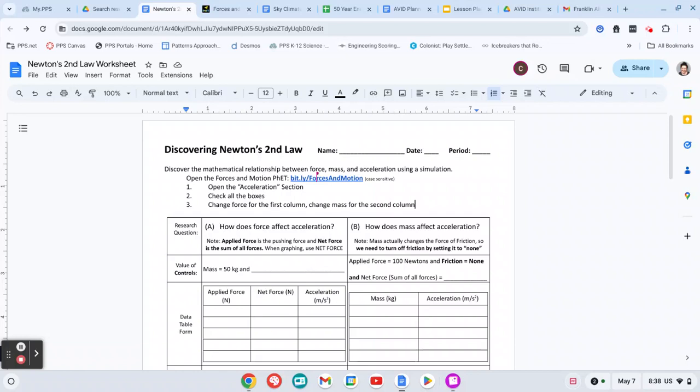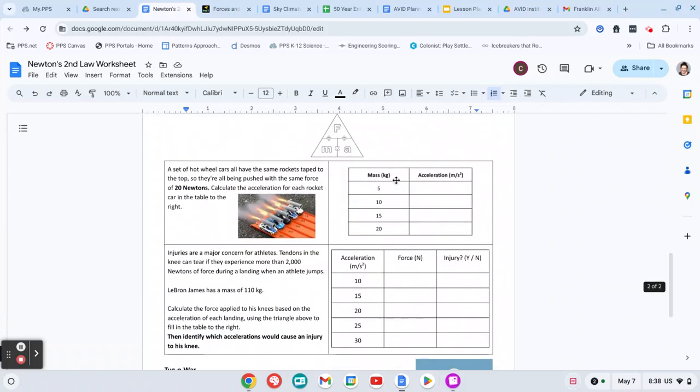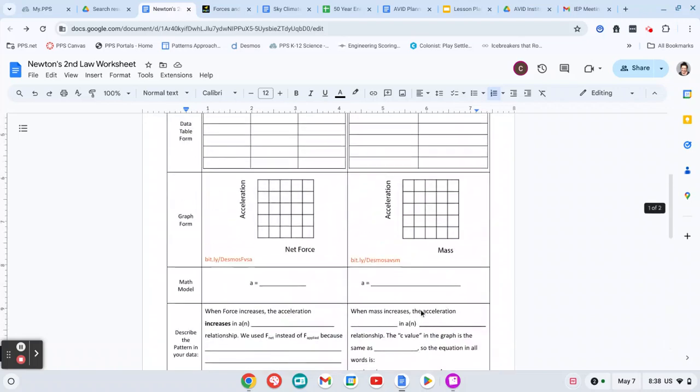This is a video to teach you about Newton's second law, which is the mathematical relationship between force, mass, and acceleration. The goal of this assignment is to help you practice collecting and graphing data, learn that mathematical relationship, and then be able to apply it to some of these practice problems on the back.